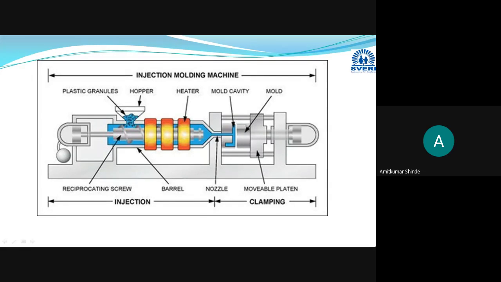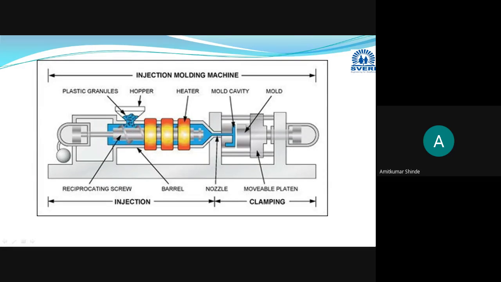Now, which materials are generally used for this injection molding operation? We generally use ABS material, acrylonitrile butadiene styrene. Then polyamide materials, in short the nylons, then PVC, that is polyvinyl chloride, then acrylics. These different materials you can use for performing the injection molding operation.